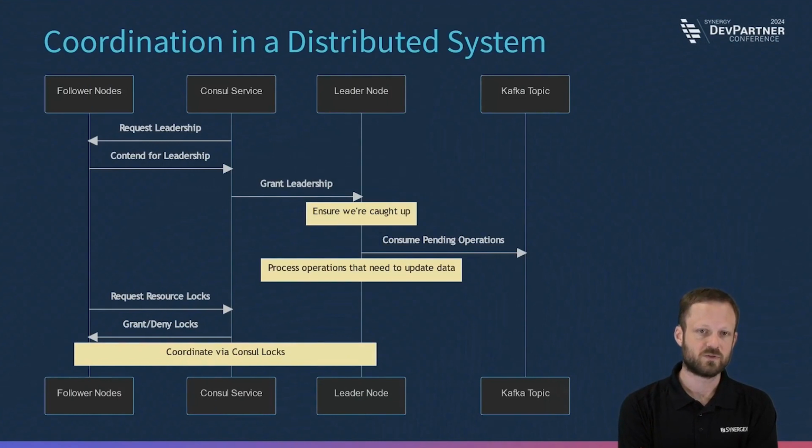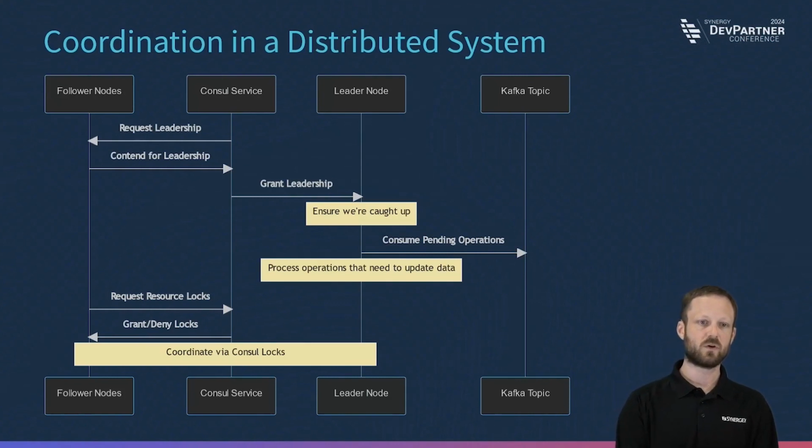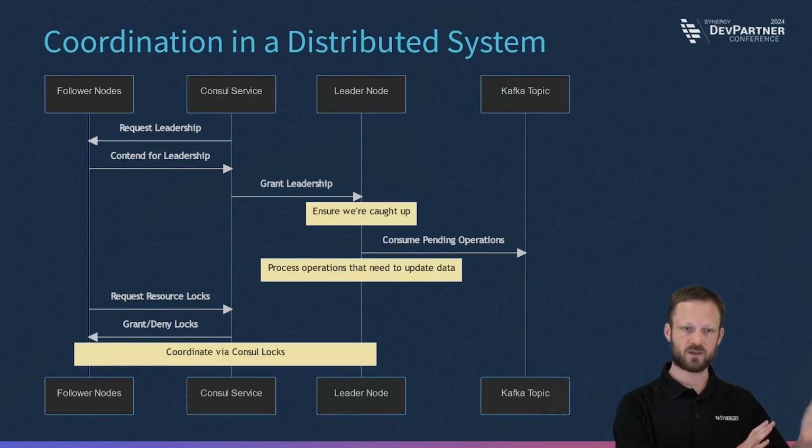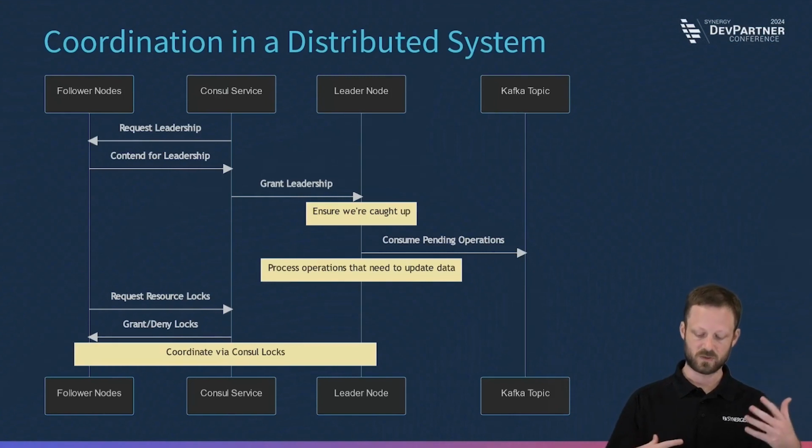So coordination in a distributed system, in this distributed system, involves: how do we elect a leader? How do we transition from one leader to another if something happens to them? So follower nodes, they're getting replicated into, and they have current good-looking ISAM files. And Consul is managing, via distributed locks, who the current leader is.